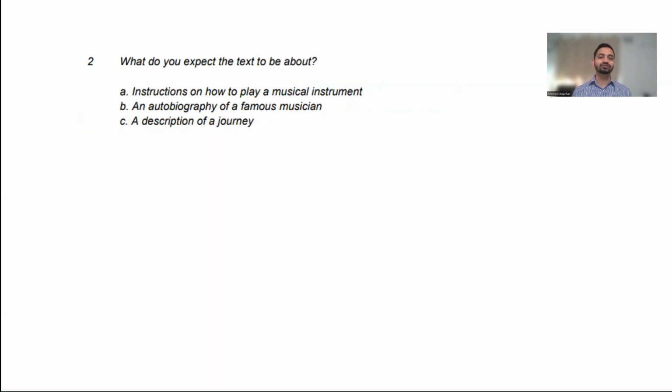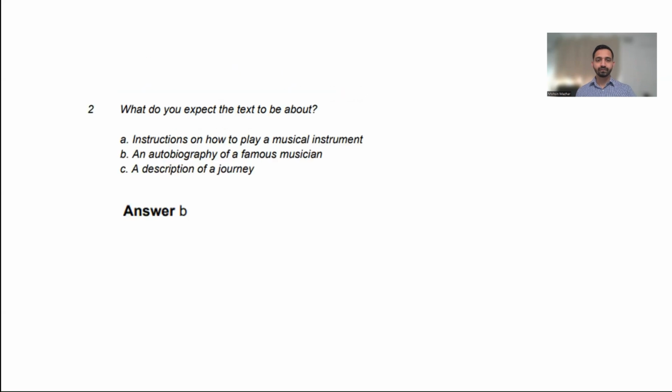What do you expect the text to be about? What do you think the text will be about, just by surveying the text? Do it on your own, pause the video here, and when you come back, let's discuss the answer. The 3 options are: A, instructions on how to play a musical instrument; B, an autobiography of a famous musician; C, a description of a journey. What do you think the answer could be here? Right, let's look at the answer. The answer is an autobiography of a famous musician. That's pretty obvious by looking at the picture as well.